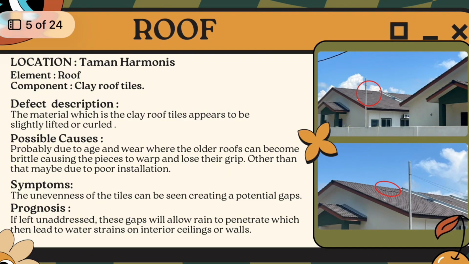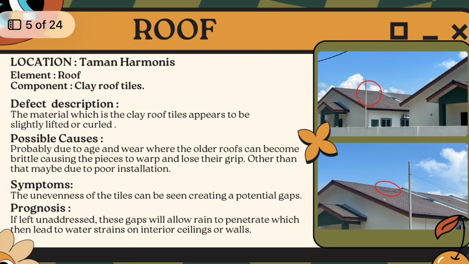Location is in Tone and Harmonies. The element is roof, component clay roof tiles. The defect description is the material, which is the clay roof tiles, appears to be slightly lifted or curled. The possible causes are probably due to age and wear, where the older roofs can become brittle, causing the pieces to warp or lose their grip. Other than that, may be due to poor installations, and the symptoms are the unevenness of the tiles can be seen, creating potential gaps.